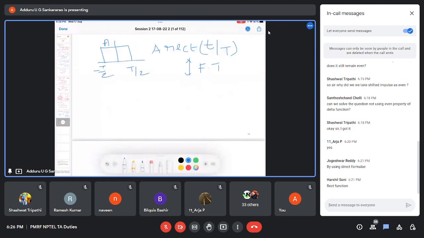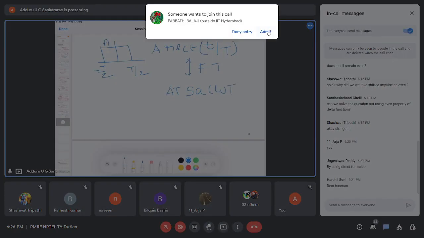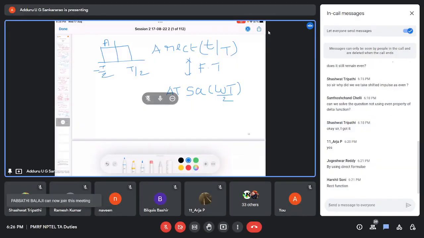It is Sa(omega T by 2). Please correct me if I'm wrong. So Sa is sin x by x. Sinc is sin pi x by pi x, while Sa is sin x by x. So it is Sa(omega T by 2). This is the Fourier transform.